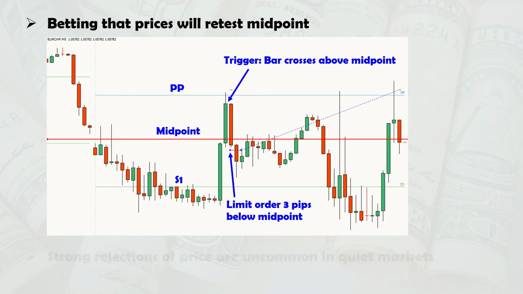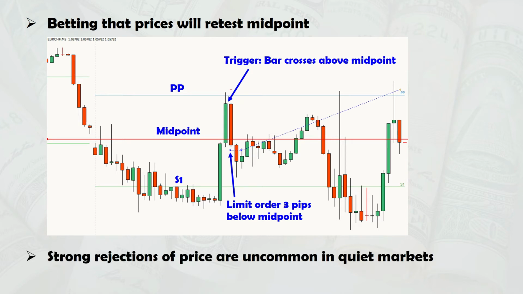This makes sense because quiet markets typically don't exhibit strong rejections of price around support and resistance levels. Prices usually hover around these levels, before gradually moving away from them. I'm hoping the moves will run out of steam after this retest and quickly revert towards the pivot point, much like an overstretched rubber band snapping back into place.